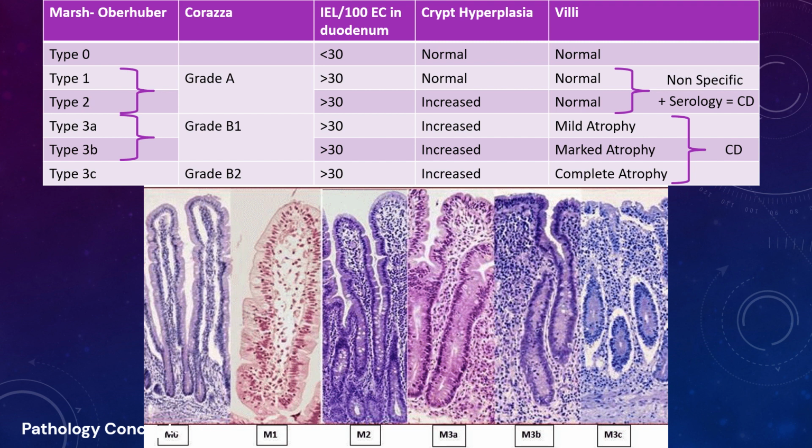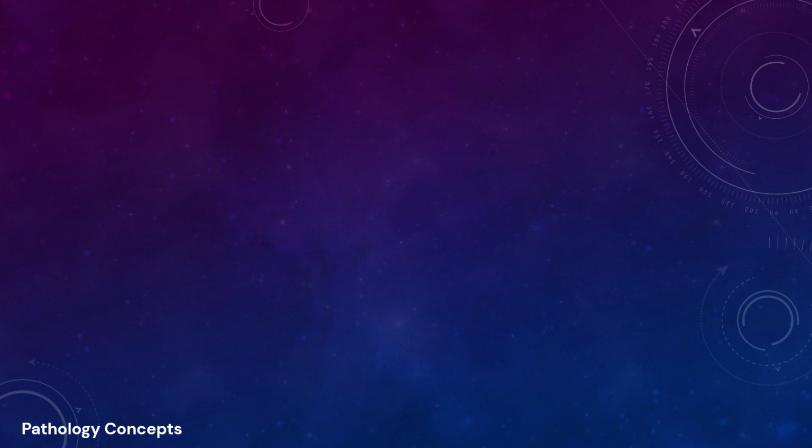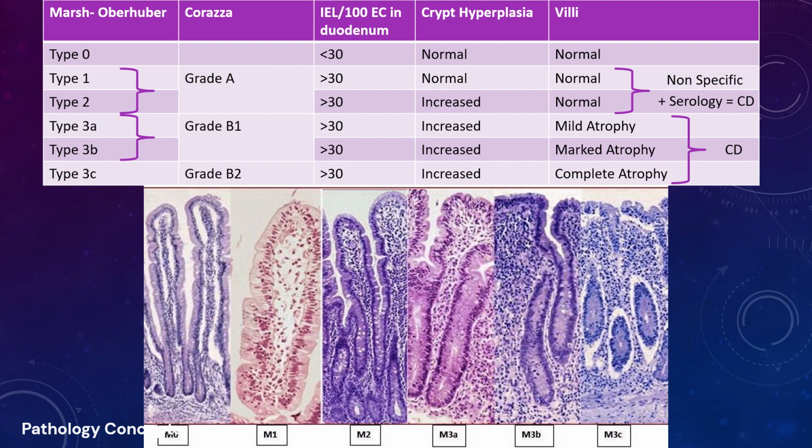Type 1 and type 2 lesions are characterized by an increase in the intraepithelial lymphocytes, more than 30 lymphocytes per 100 epithelial cells, without or with crypt hyperplasia and normal villi. It is non-specific for CD, but together with a positive antibody test and minimal intestinal lesions can indicate potential celiac disease.